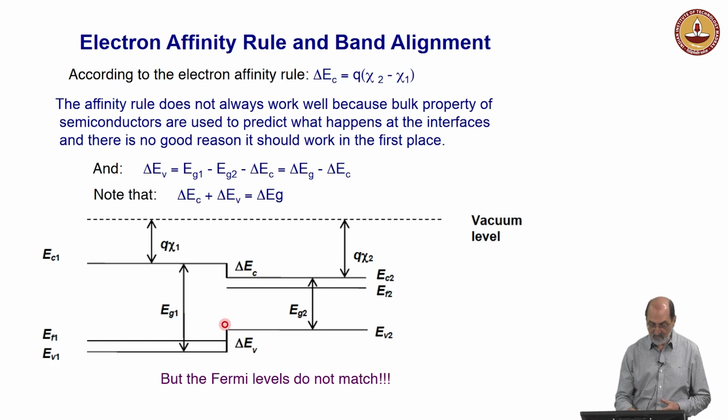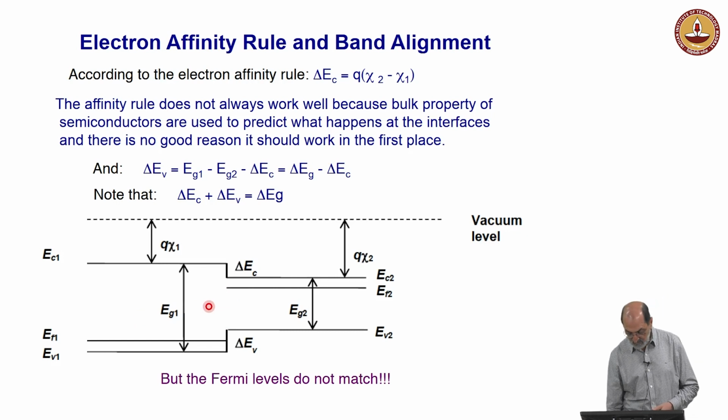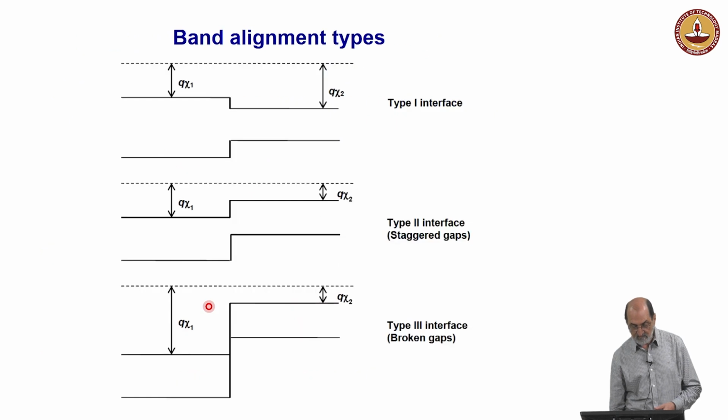And where exactly the Fermi level is at the interface depends on the dopants, the dopant concentration of both sides. You can make those calculations, but essentially, let's see this first. There are three types of alignment, depending on how the bands match. This is considered a type 1 interface, with one band gap inside the other band gap. The other one is called staggered, this one, and this is called broken gap.